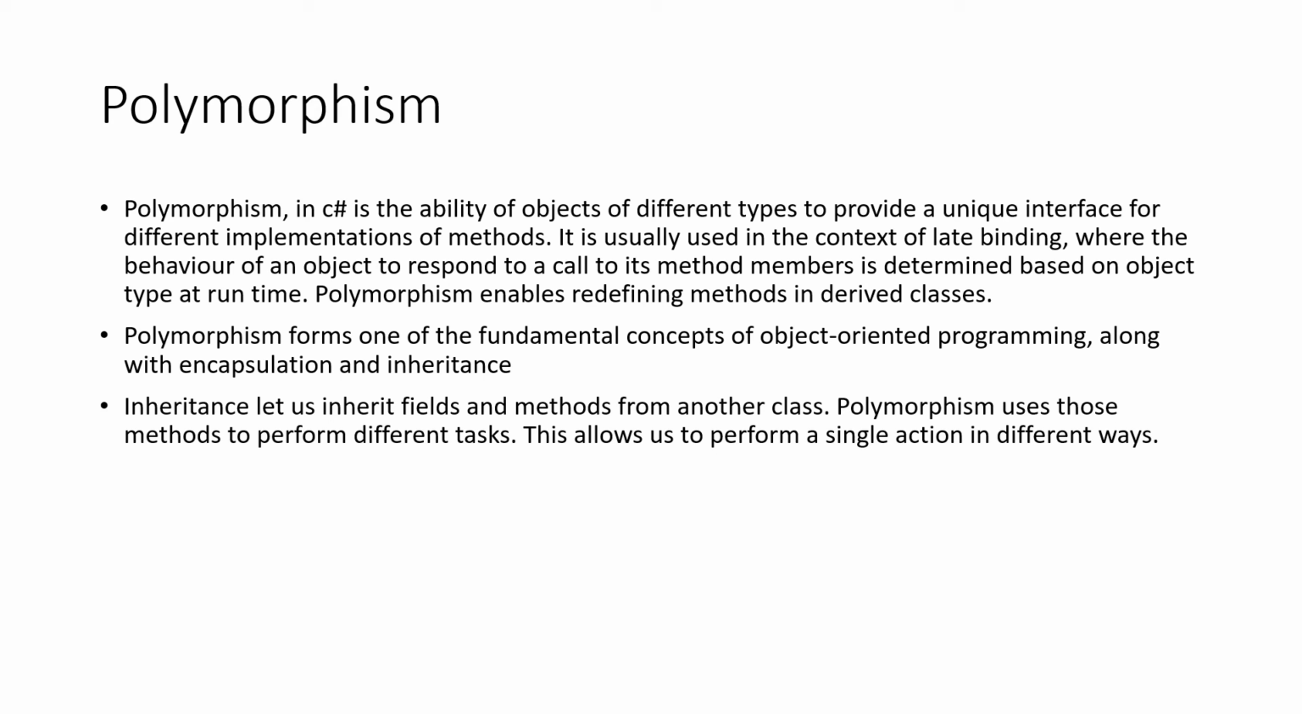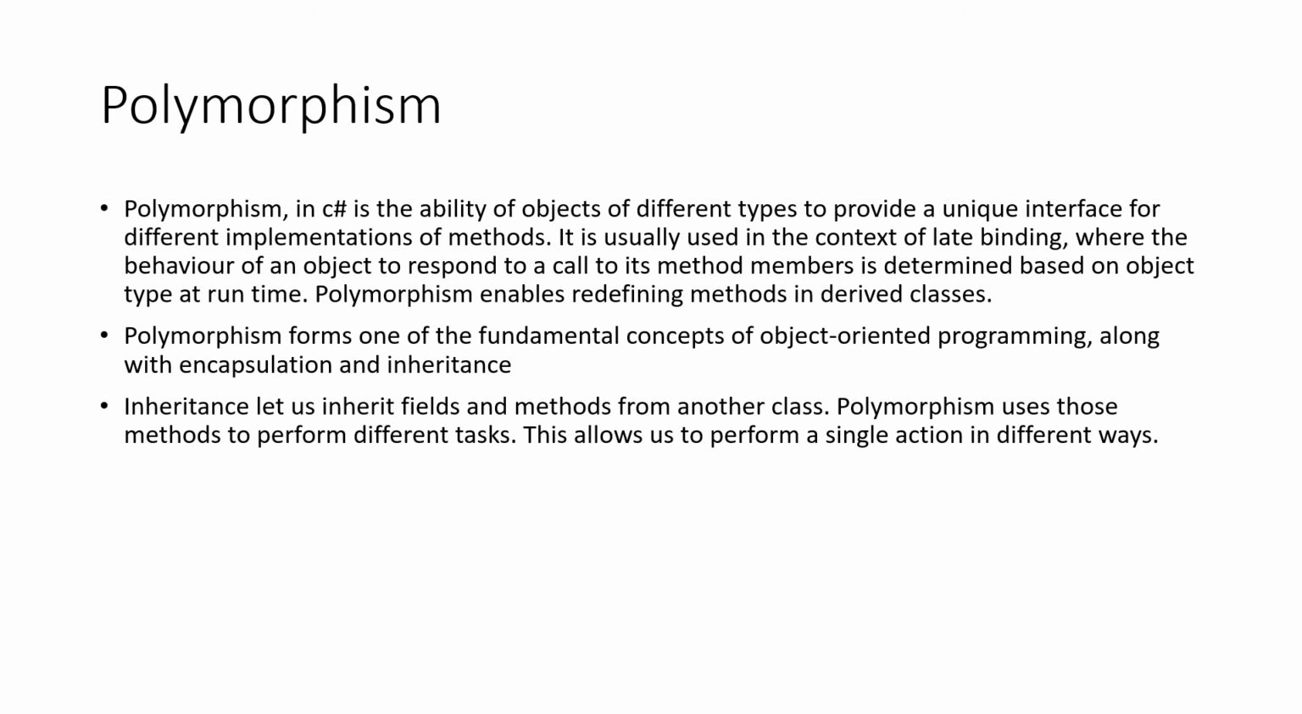Inheritance lets us inherit fields and methods from other classes. Polymorphism uses those methods to perform different tasks. This allows us to perform a single action in different ways. To put this in the simplest form, you can think of polymorphism as something which can appear in all different forms. Let's consider an example of a woman. A woman can be a mother, a sister, a wife, and all these roles are played by the same woman, right? So this is the simplest example that I can give you for polymorphism.